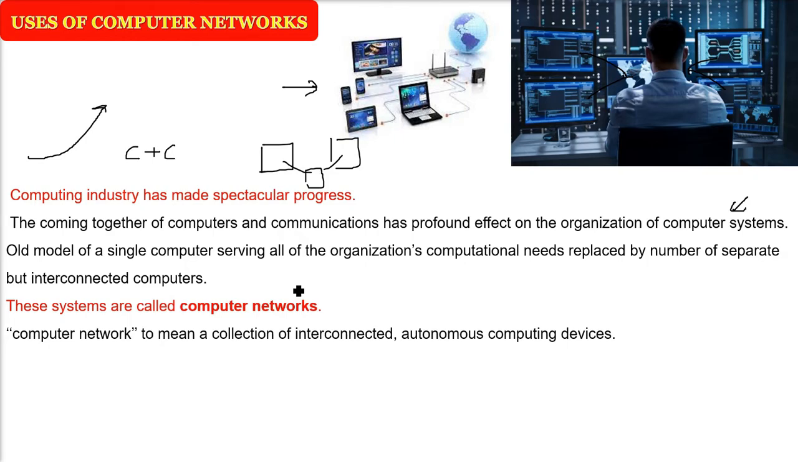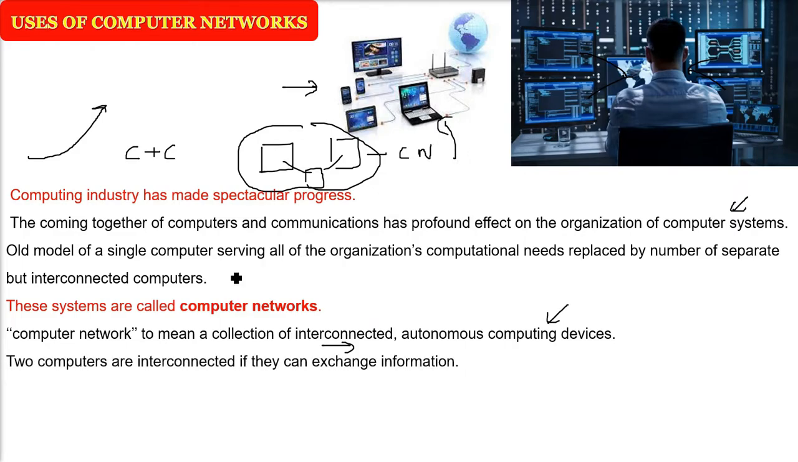So a computer network is a collection, an interconnection of autonomous computing devices. So the first thing is they need to be interconnected. The second thing, they are autonomous computing devices. I'm talking about your laptop. I'm talking about your smartphone. I'm talking about the electronic gadgets at your home. So this is a computer network.